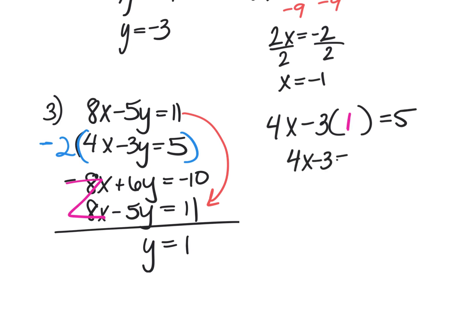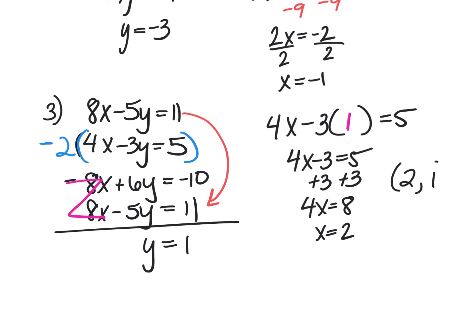4x minus 3 equals 5. Add 3. 4x equals 8. And x equals 2. What's my ordered pair? 2, 1. Always x, y.